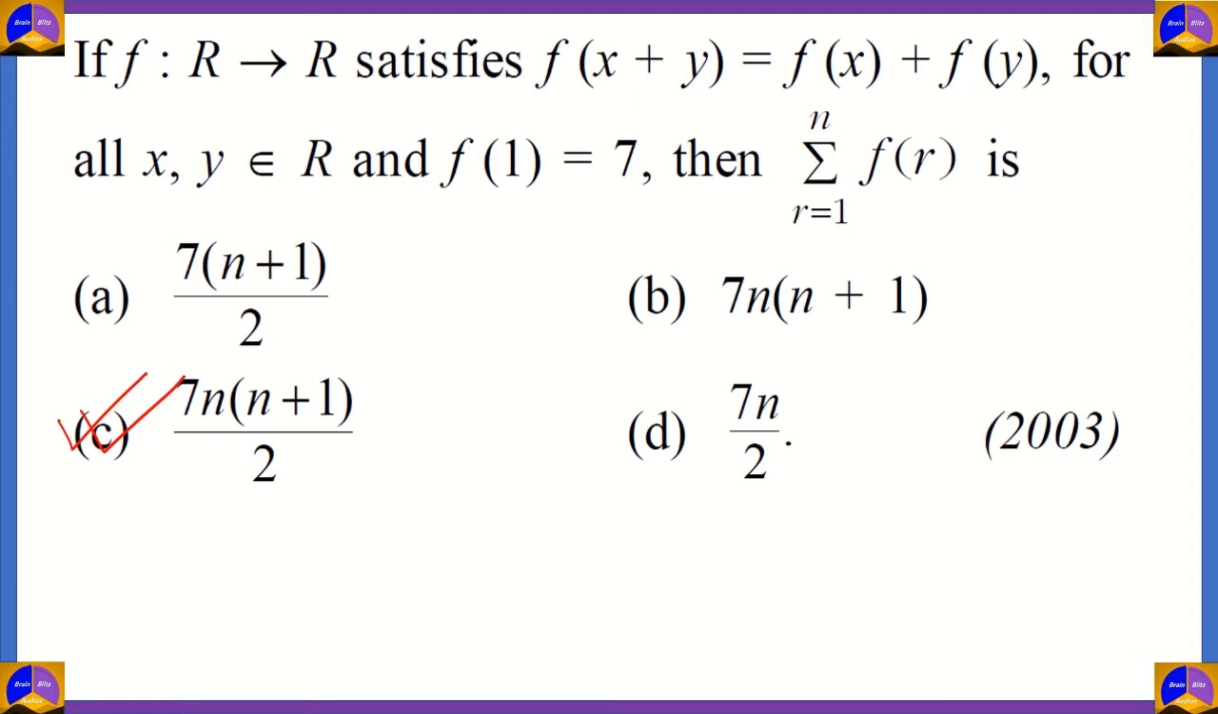So in this question, we put in the values of f of 0, then f of 1, and then by alternating values of x and y, you can see that all of the functions have 7 multiplied to them. So you can take the common sum as a multiple of 7, and then the sum was equal to the sum of the first n natural numbers. So therefore, the value of sigma r equals 1 to n of f of r is 7n times n plus 1 divided by 2.